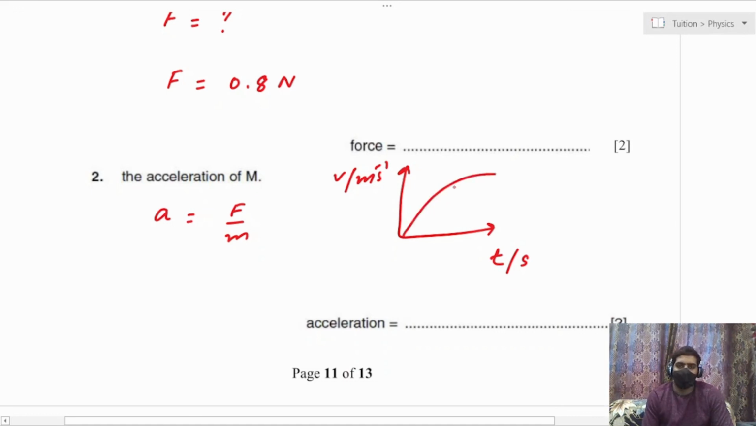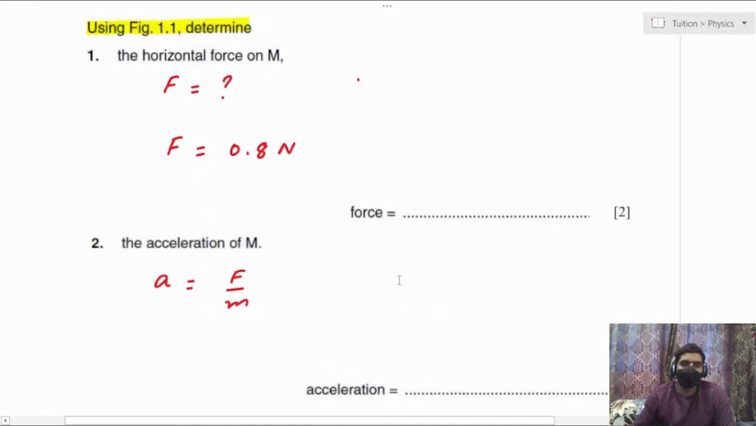If you're given a curve, then the same method, you have to find the gradient of that graph at a certain point by drawing a tangent. Then you find the gradient of the graph at that specific point by drawing a tangent, and that gives you the acceleration of the object at that specific instant of time. So there are different ways you can find the acceleration. So a equals F over m is compatible in this case because we're given the value of force and we're given the value of mass as well.